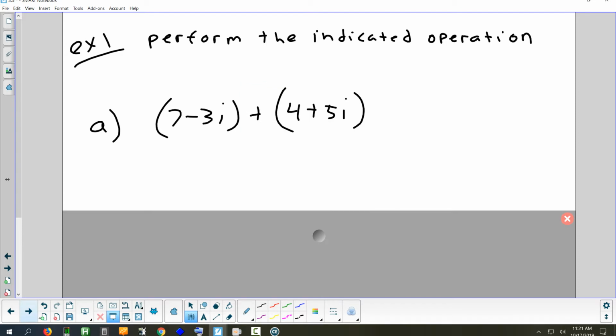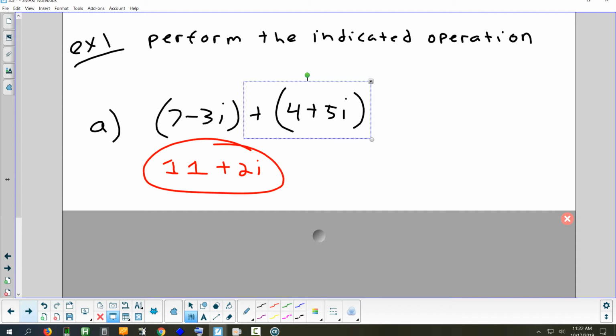So when I write my final answer, what's my real part going to be? Yeah, 11. So do that first. And now do the imaginaries. The first number has negative 3i. The second number has 5i. Add those together. What will I get for an imaginary part? Oh, Brandon? You get plus 2i. Yeah, plus 2i. And that's it. Addition, nice and simple. That's all you got to do.